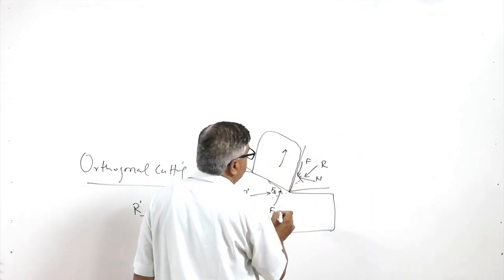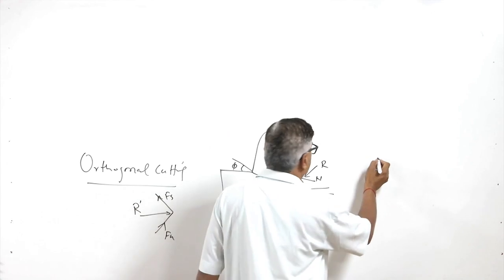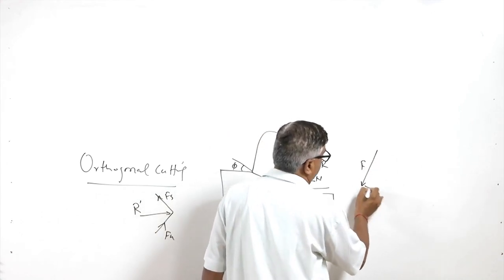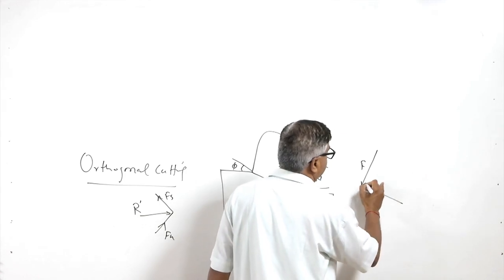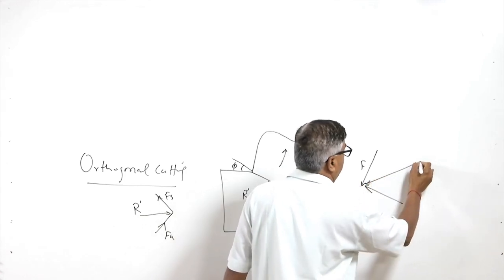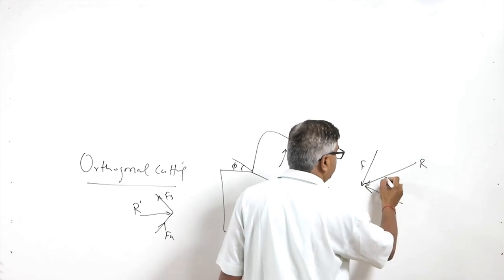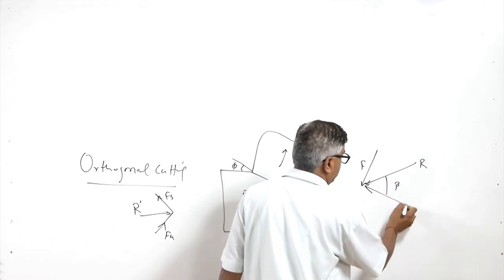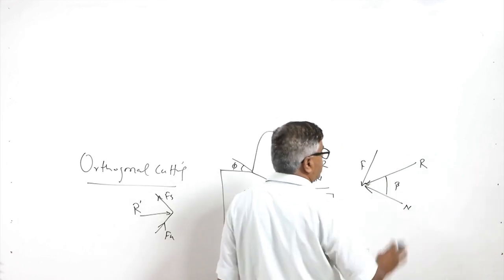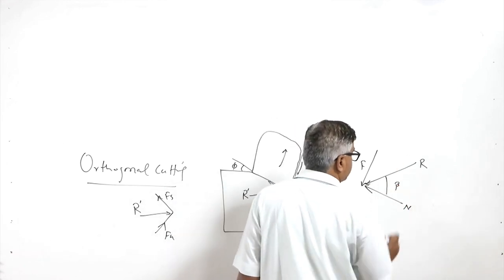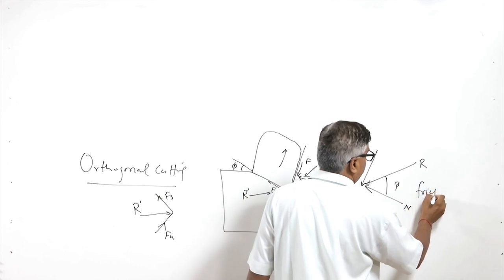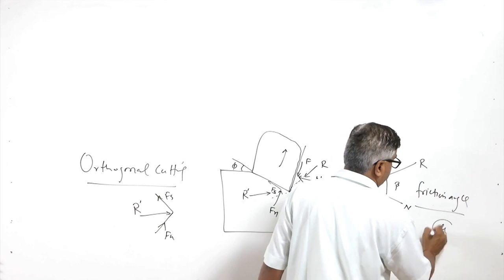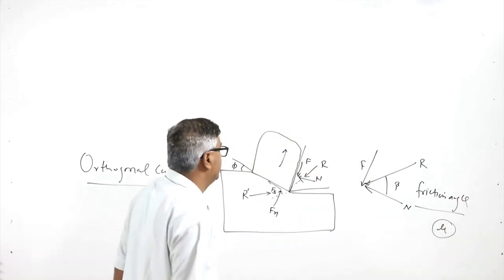To describe this situation, this is the friction force F and this is the normal force N, and the resultant force R will be expressed like this. The angle between the normal force and the resultant force is expressed as beta, which is called the friction angle and is used for calculation of the coefficient of friction.